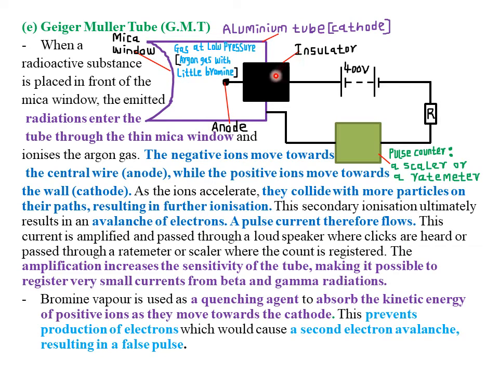Then of course we also have some insulator here. It also has a pulse counter, which simply helps us to register the number of counts. Then of course we have a resistor R.